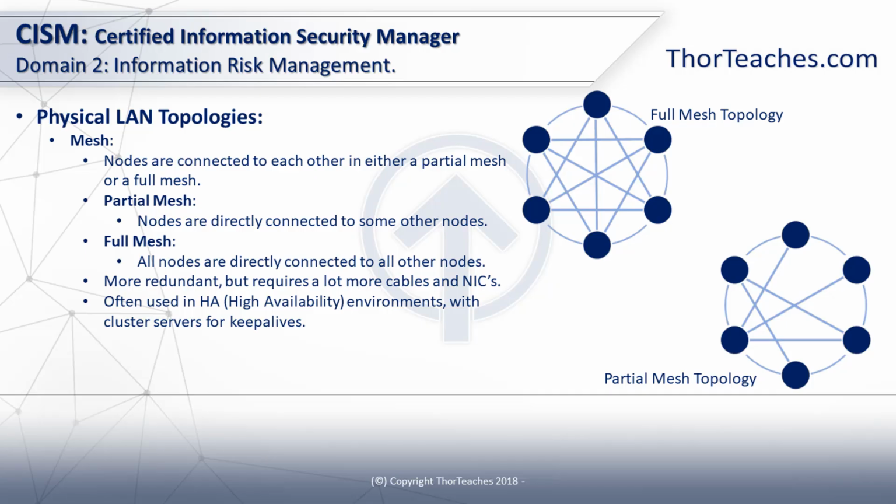If the primary server replies back, the secondary server does nothing other than send another keep alive. If the primary server does not respond back, and it misses normally 3 keep alives, the secondary server thinks it's dead, and it takes over and becomes the primary server. So that's really where we'd use partial or full mesh topologies.